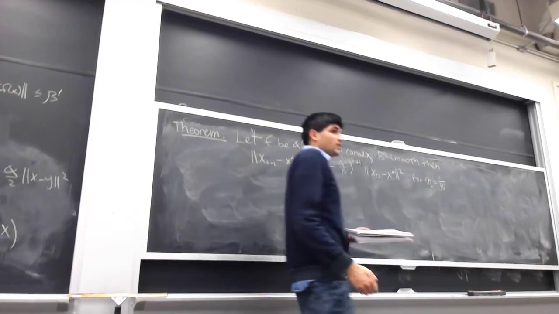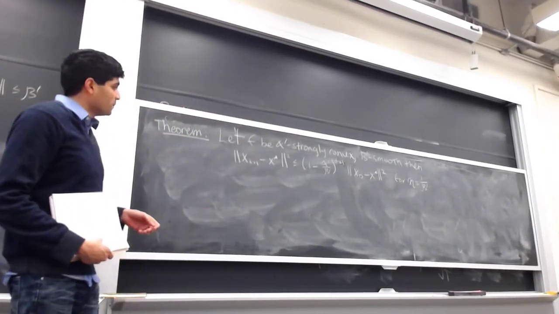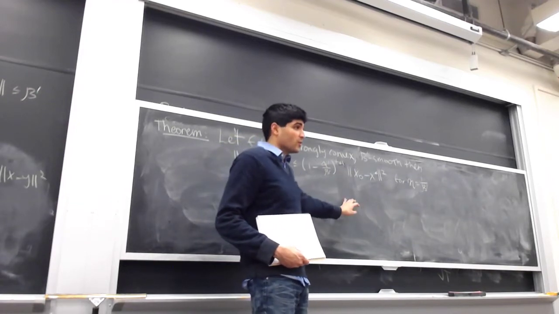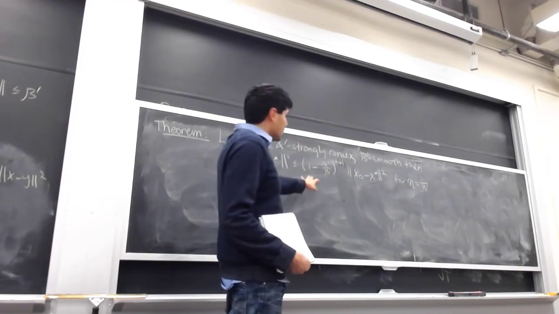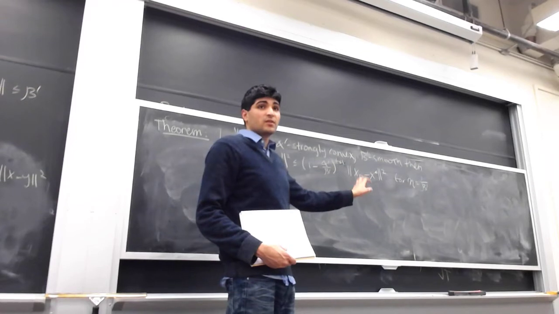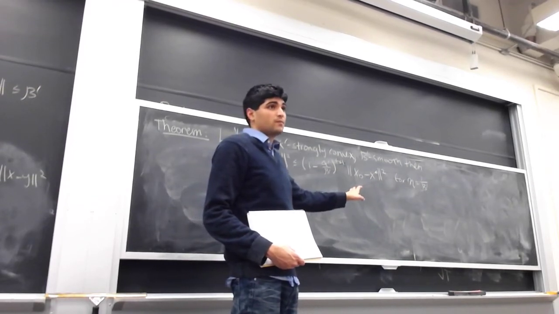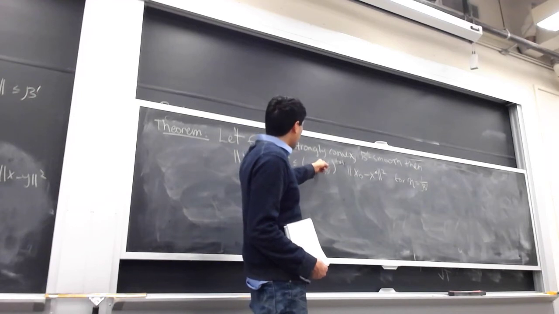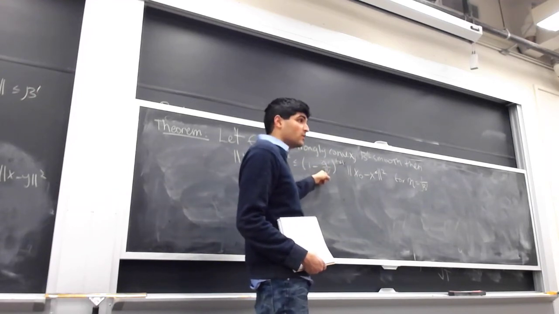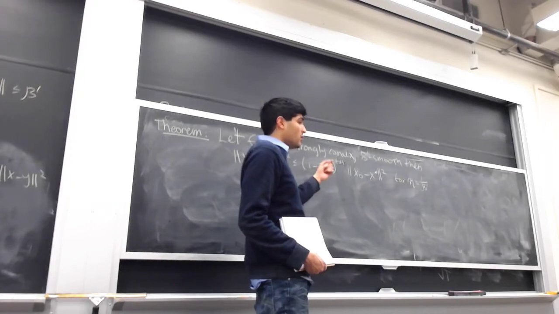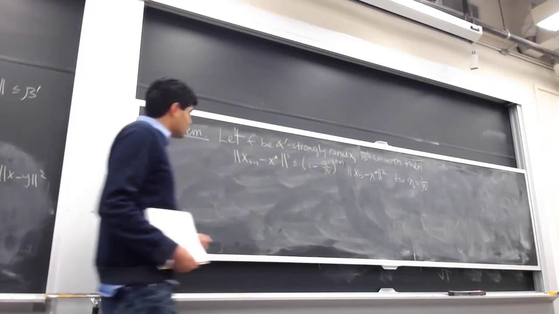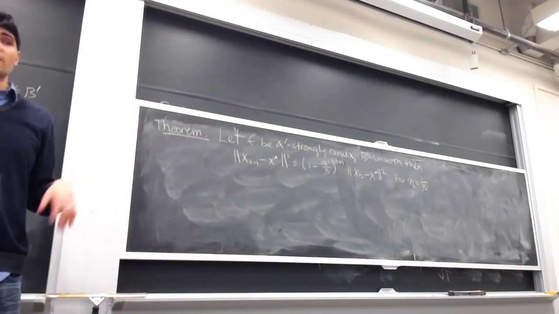So again, you need to choose the step size appropriately. If you choose the step size to be 1 over the smoothness parameter, then you get this geometric type of decrease in your distance. So that's the key property: the more strongly convex it is, the smaller the smoothness parameter, the better off you are. You get stronger and stronger geometric convergence, but even simple gradient descent works.